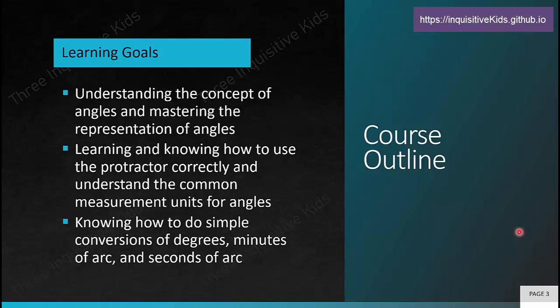First, understanding the concept of angles and mastering the representation of angles. So we're going to learn how to represent angles, such as how in the first lesson we learned how to represent lines, line segments, and rays. Second, learning how to use the protractor correctly and understanding the common measurement units for angles. From now on you'll need a box of rulers if you don't have them yet. The protractor is one of the rulers in there, and we'll learn how to use them. And the last one, knowing how to do simple conversions of degrees, minutes of an arc, and seconds of an arc.